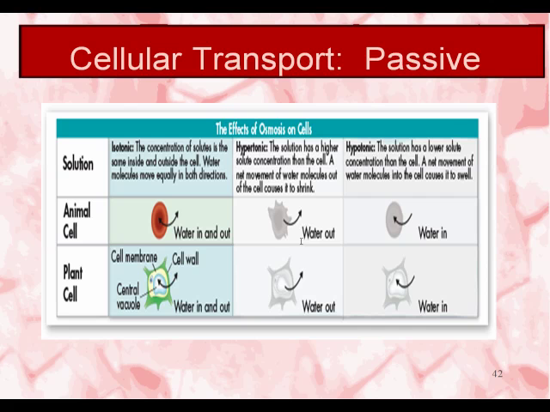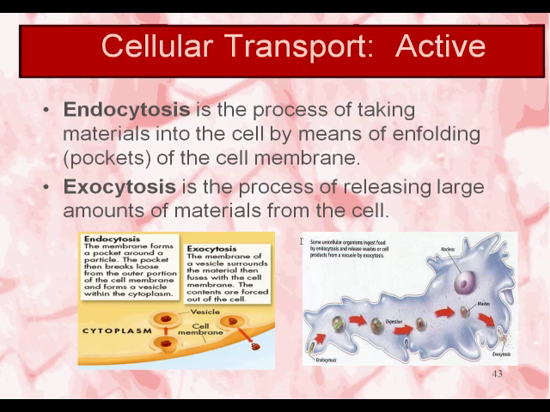Therefore, the cell will increase in size. Let's look at active transport. Remember, active transport requires energy in the form of ATP to support the process. Endocytosis is the process of taking materials into the cell by means of enfolding the cell membrane. Exocytosis is the process of releasing large amounts of materials from the cell. The diagrams at the bottom provide additional information on endocytosis and exocytosis.